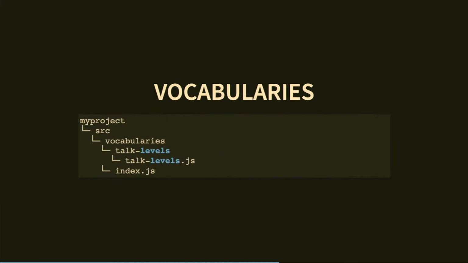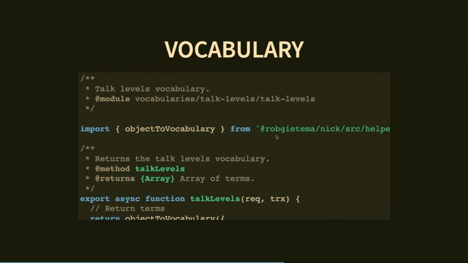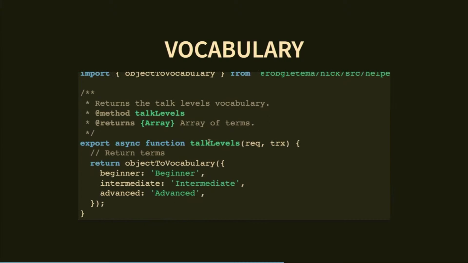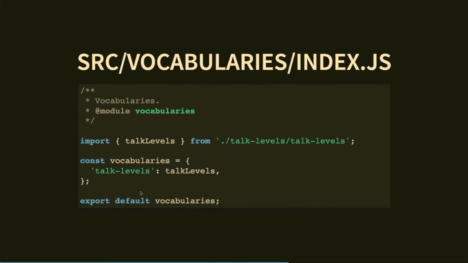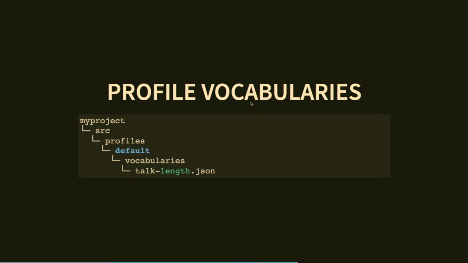Vocabularies, also multiple ways of doing vocabularies. One is using code. In this case, we want to have a vocabulary with all the talk levels. So we can do that on disk. We create a method called talk levels in this case, and we have a helper method, object to vocabulary, which will take a JavaScript object and convert it to a vocabulary. In this case, beginner, intermediate, advanced, those are the levels. And if I add it to the index.js and to the configuration file again, I can use it later in my content type. I will show you in a second.